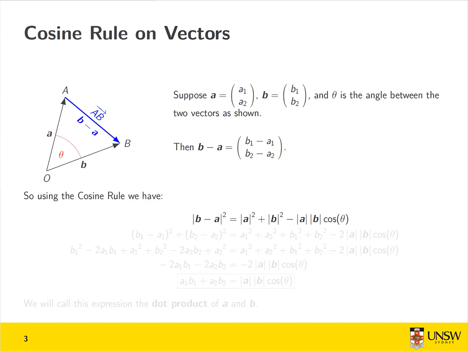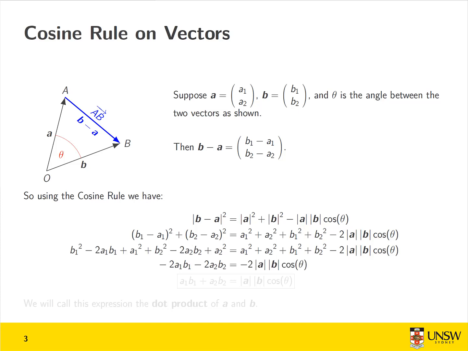Using the cosine rule on this triangle, we have that the length of the displacement vector squared equals the sum of the length of A squared and the length of B squared, minus twice the length of A times the length of B times cos theta. We can rewrite this in terms of the vector's components, using the vector length formula. Expanding out the brackets and collecting like terms, we eventually reach the result that A1b1 plus A2b2 equals the length of A times the length of B times cos theta. This simple expression actually has a special name, the dot product of the vectors A and B.